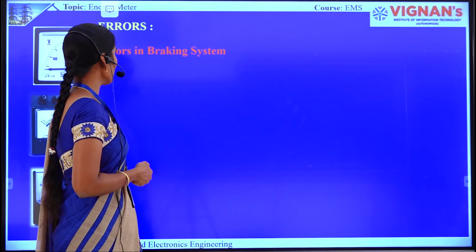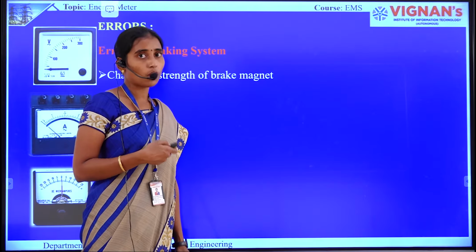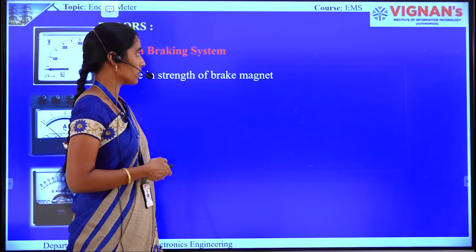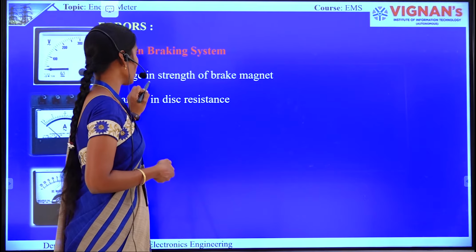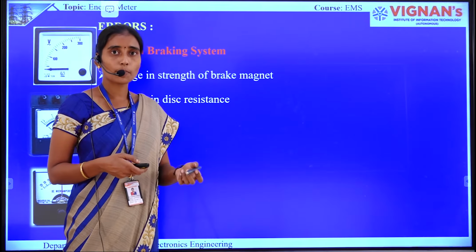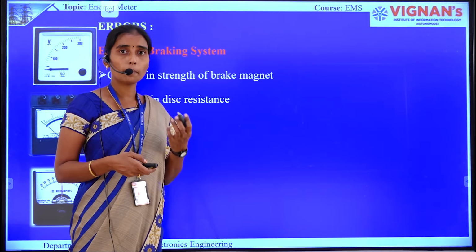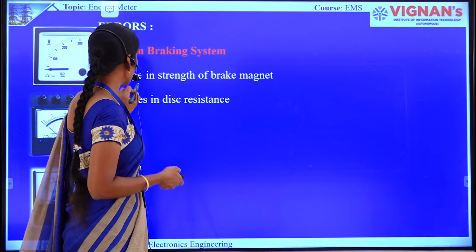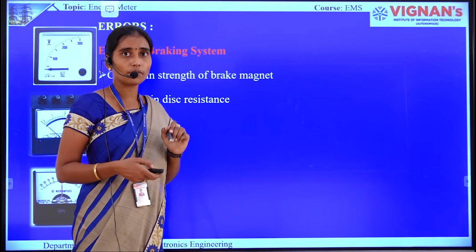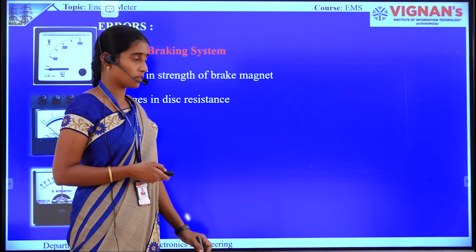So the next error is error in braking system. For the production of the braking torque, we are making use of this braking system. So change in the strength of the magnet: if the strength of the magnet gets changed, then the flux produced by the magnet gets changed, which in turn affects the braking torque. So it's because of the change in the strength of the magnet that we are experiencing an error in the braking system.